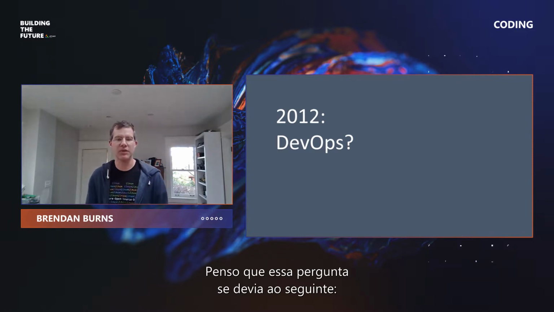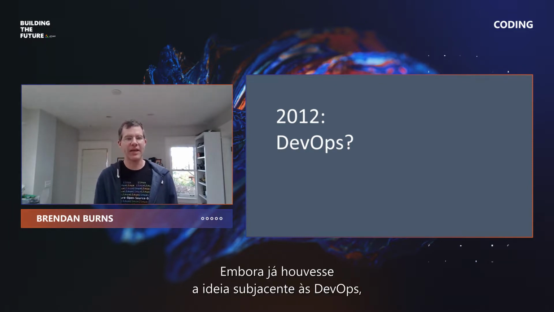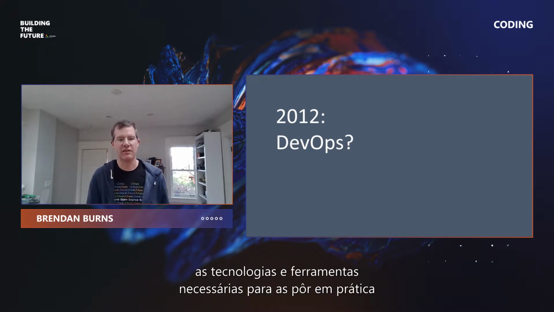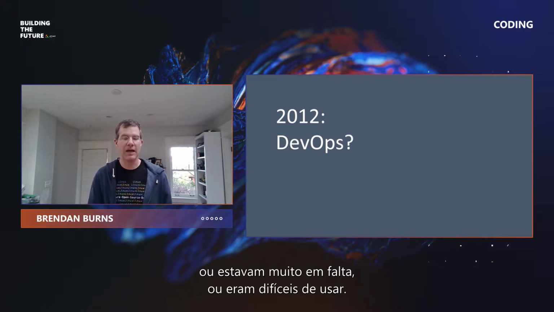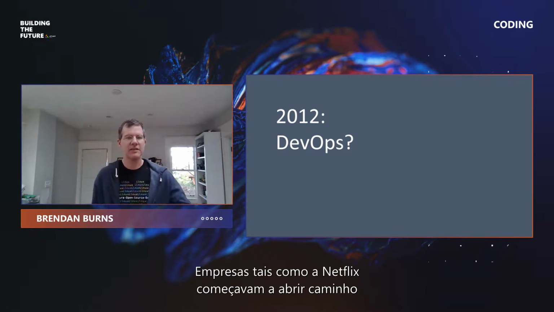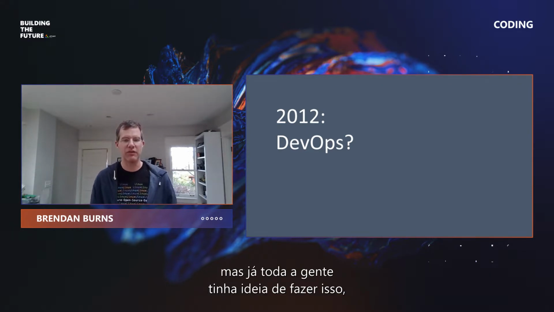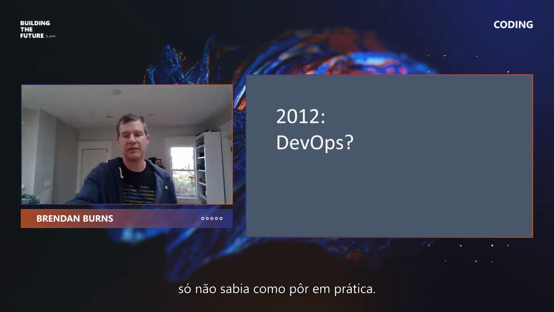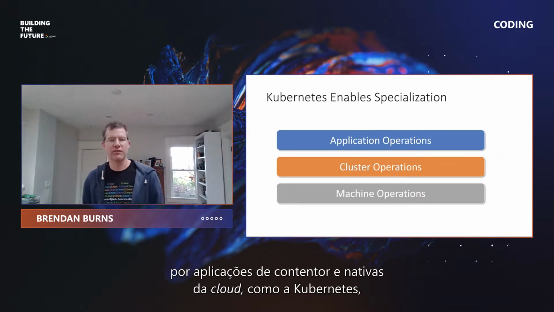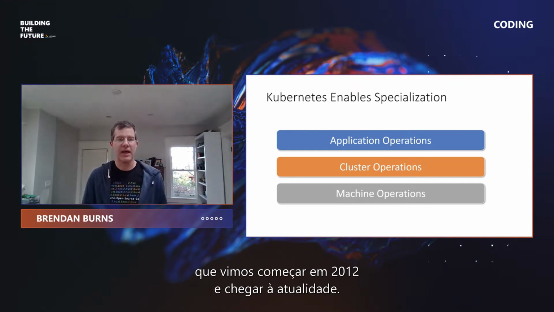The reason people were saying, how do I actually do this, is because while the ideas behind DevOps had come into being, the tools and technologies necessary to actually implement it in practice were either largely missing or hard to use. Companies like Netflix were beginning to set the stage for what DevOps might look like in a tools or practice-centric view. But really, most everybody had the notion that they wanted to do this, but weren't sure how to put it into practice. I think that's the origin for the Kubernetes and cloud native container movement that we saw starting from 2012 and getting to today.